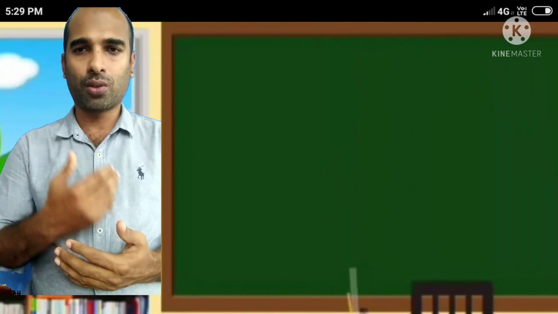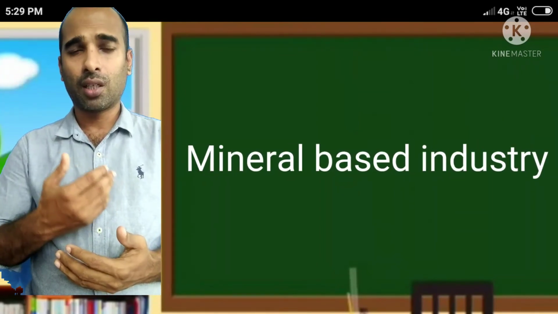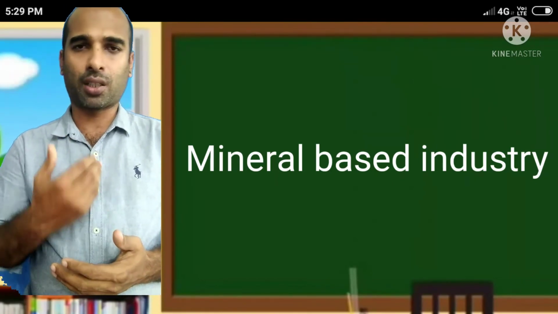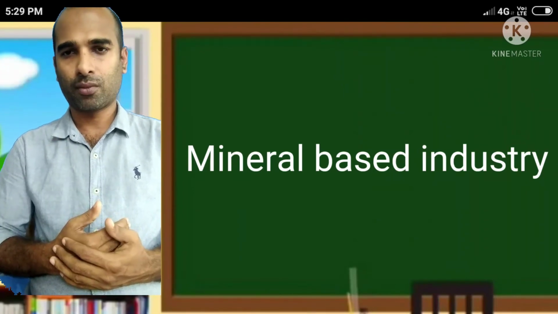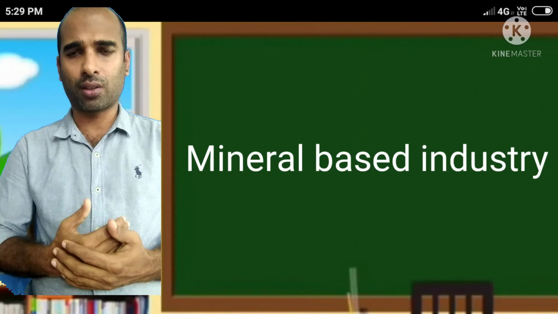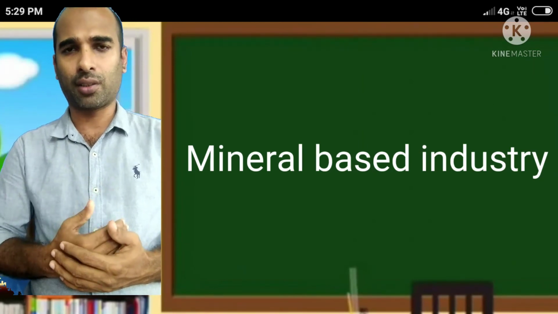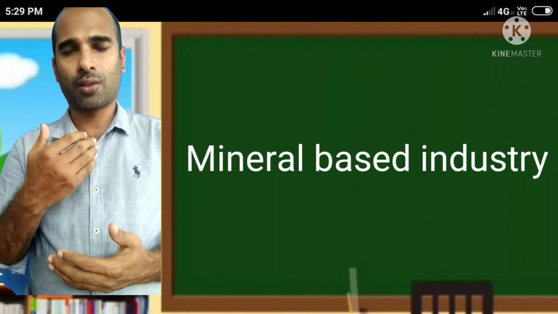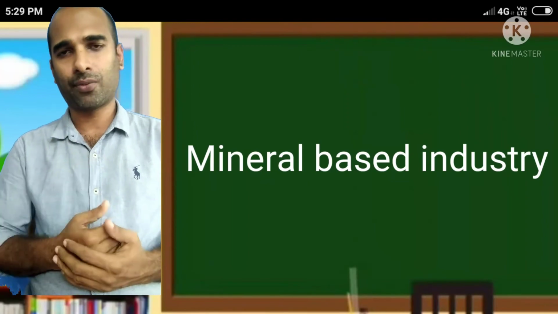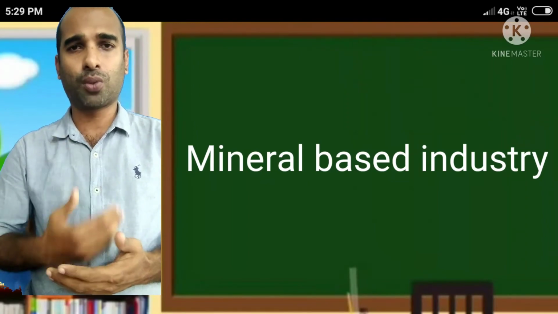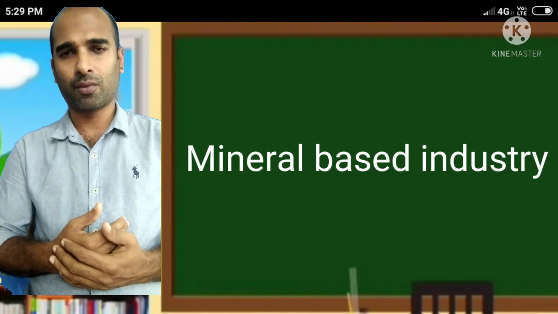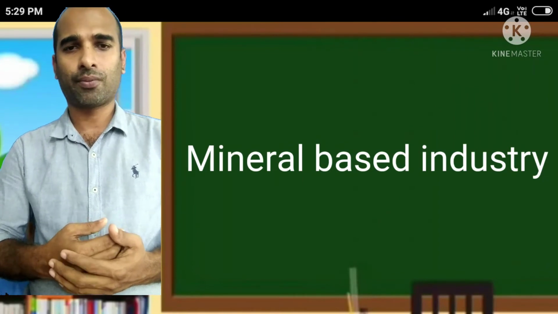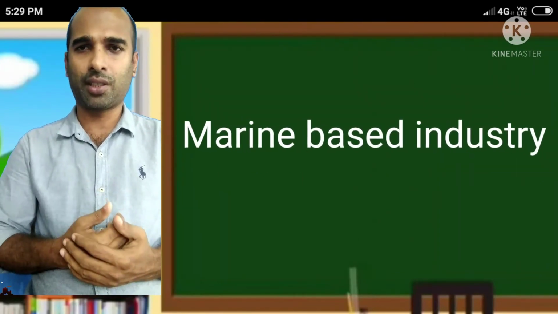Then I told you about the mineral-based industries. Here, the main raw material is the mineral. Also, the output or product from this mineral-based industry is the raw material for many other industries. I told you the example of iron. Iron is the output product of the mineral-based industry, which is the raw material for many other industries.